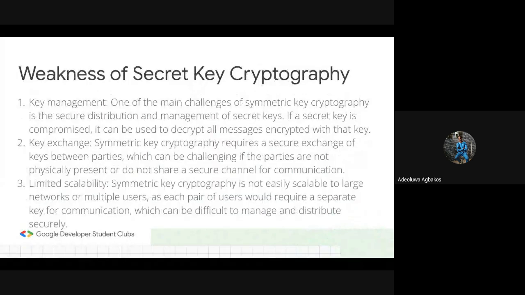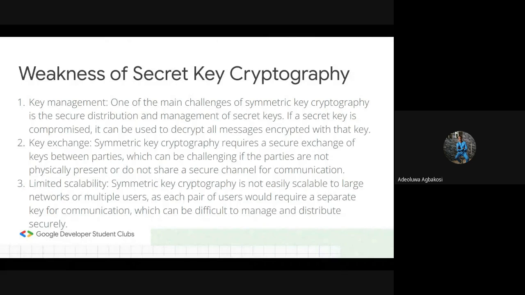Now, key management. That is like the number one challenge of secret key cryptography. One of the main challenges of secret key cryptography is the secure distribution and management of secret keys. If your secret key is compromised, it can be used to decrypt all messages encrypted with that key. So you should keep your secret key very safe.